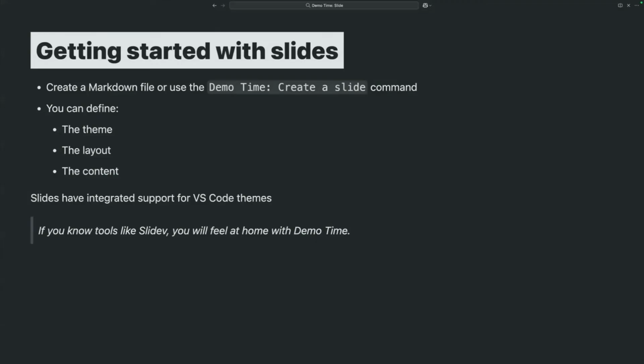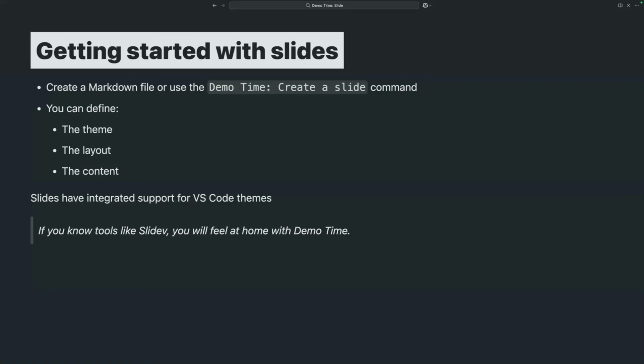So how do you get started with creating a slide? It's either creating a Markdown file, and there's another way. It's by using the Demo Time create a slide command. It will ask you a couple of things like the title, and do you want to add it as a demo step? And if you add it as a demo step, it will be added at the end of your demos, and then it will create you that file.